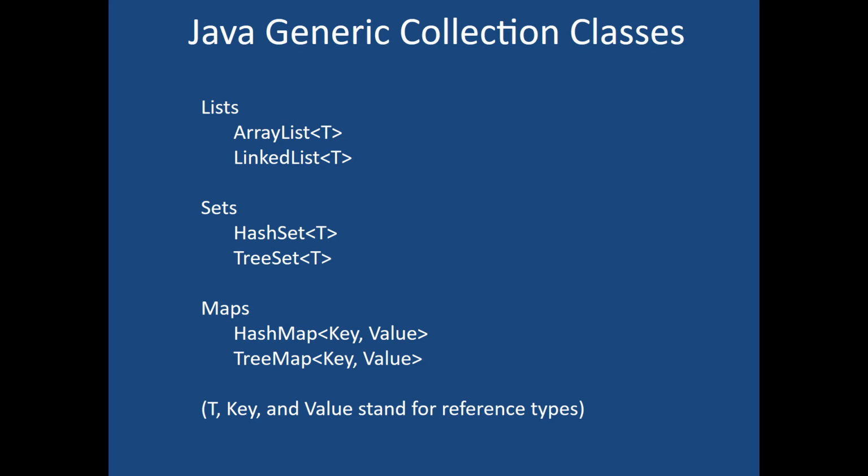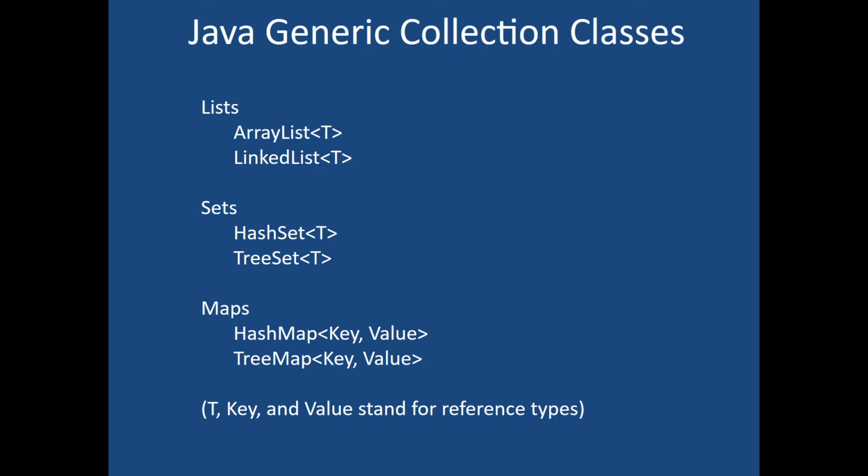The Java API, the Java library, contains what are called generic collection classes. And when you program, you tend to make heavy use of these classes. So we're going to spend some time today learning what they are and how to use them. There are three basic kinds of things that are provided: lists, sets, and maps. And there are two kinds of lists, two kinds of sets, and two kinds of maps.